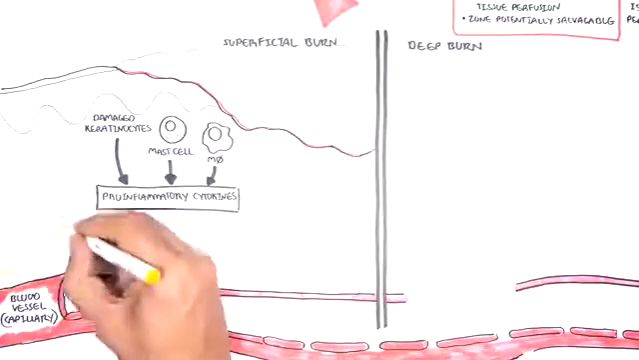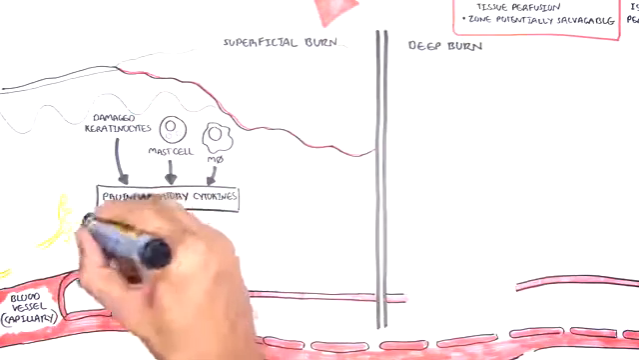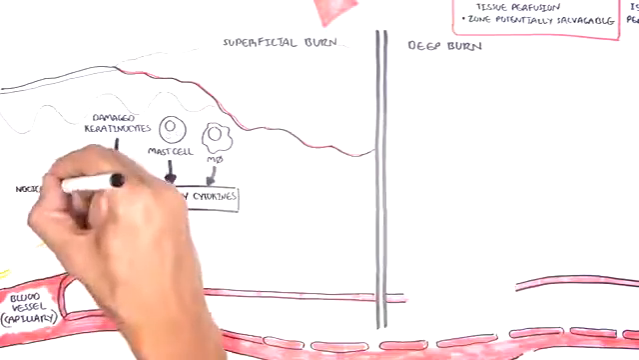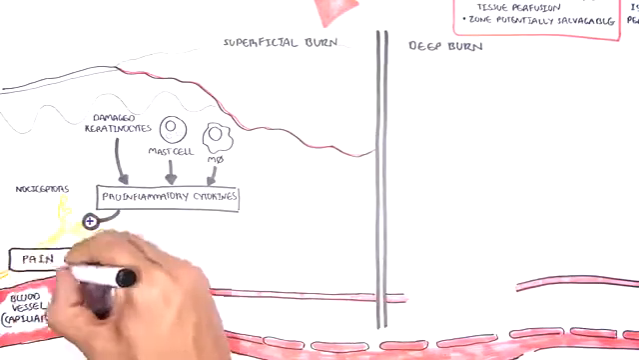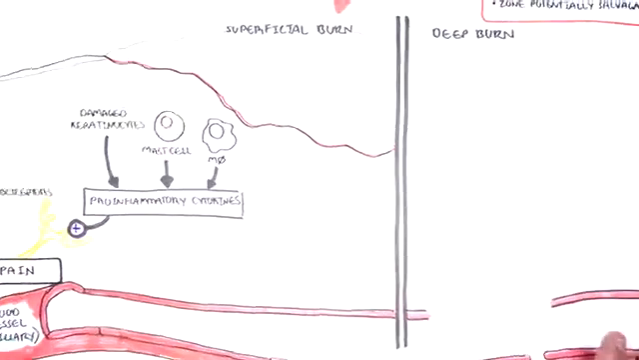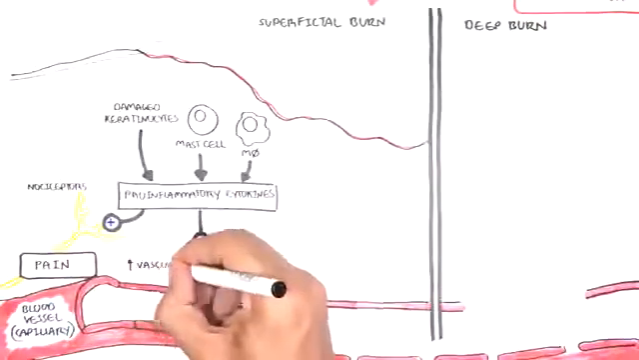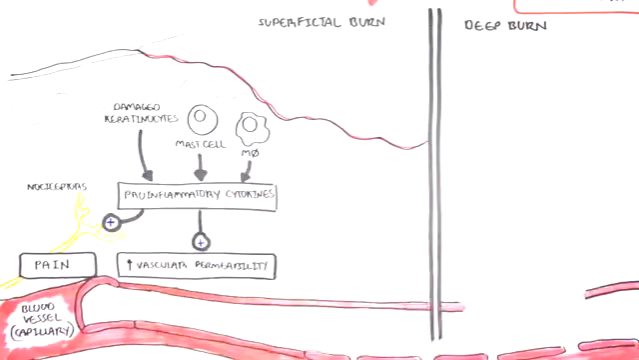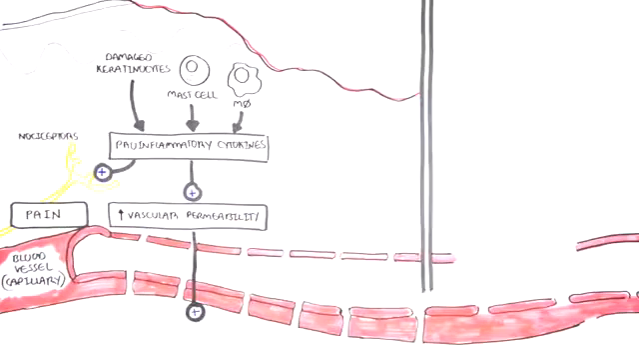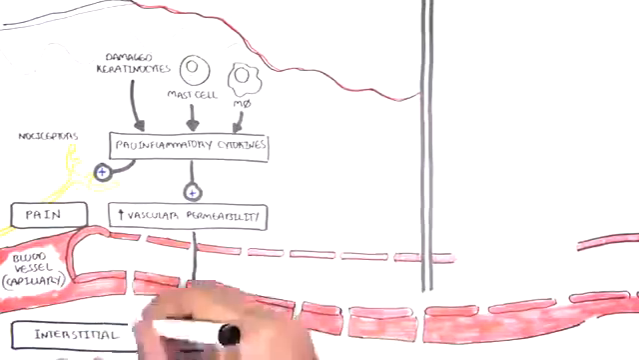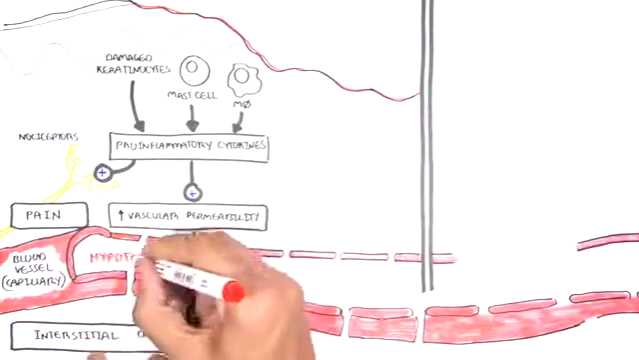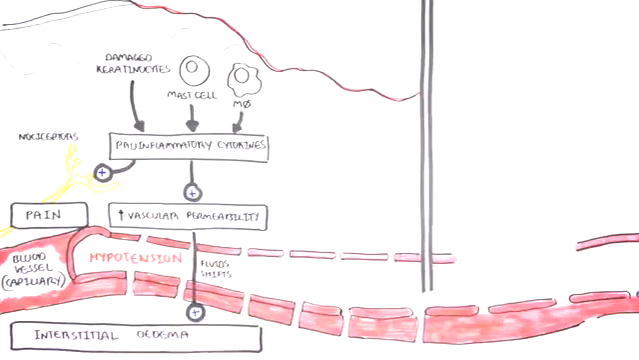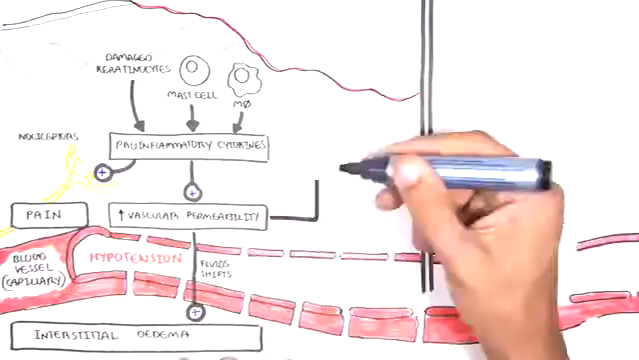The cytokines will stimulate nerve endings around the dermis. The sensory nerve endings here can be the ones that detect pain, for example, and pain is an important feature of superficial burns. Some cytokines will cause increase in vascular permeability. The increase in vascular permeability will cause fluid to leak out and may lead to interstitial edema. As the fluid leaks out, it can result in hypotension.